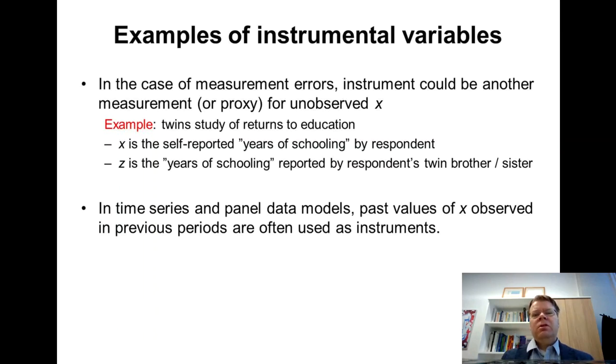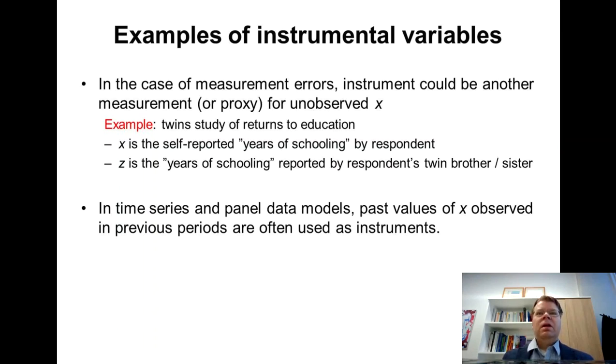We will later consider time series and panel data models, where particularly in panel data, of course, the past values of the x value could be instruments. So if we have a measurement in year t, but we also have measured the same thing in year t minus one, and these measures might have some kind of measurement error, then this previous measure t minus one could be used as an instrument for the same measurement in period t.